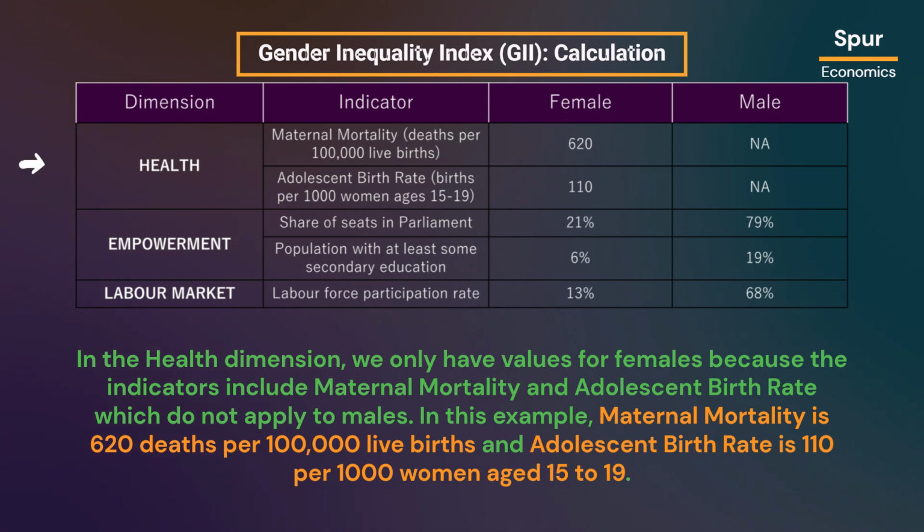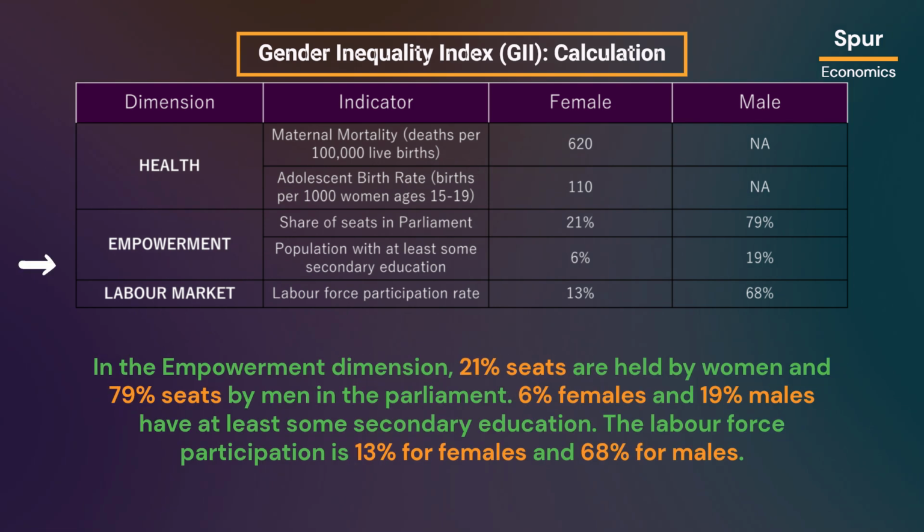In this example, maternal mortality is 620 deaths per 100,000 live births and adolescent birth rate is 110 per 1,000 women aged 15 to 19. In the empowerment dimension, 21% seats are held by women and 79% seats by men in the parliament. 6% females and 19% males have at least some secondary education. The labor force participation is 13% for females and 68% for males.